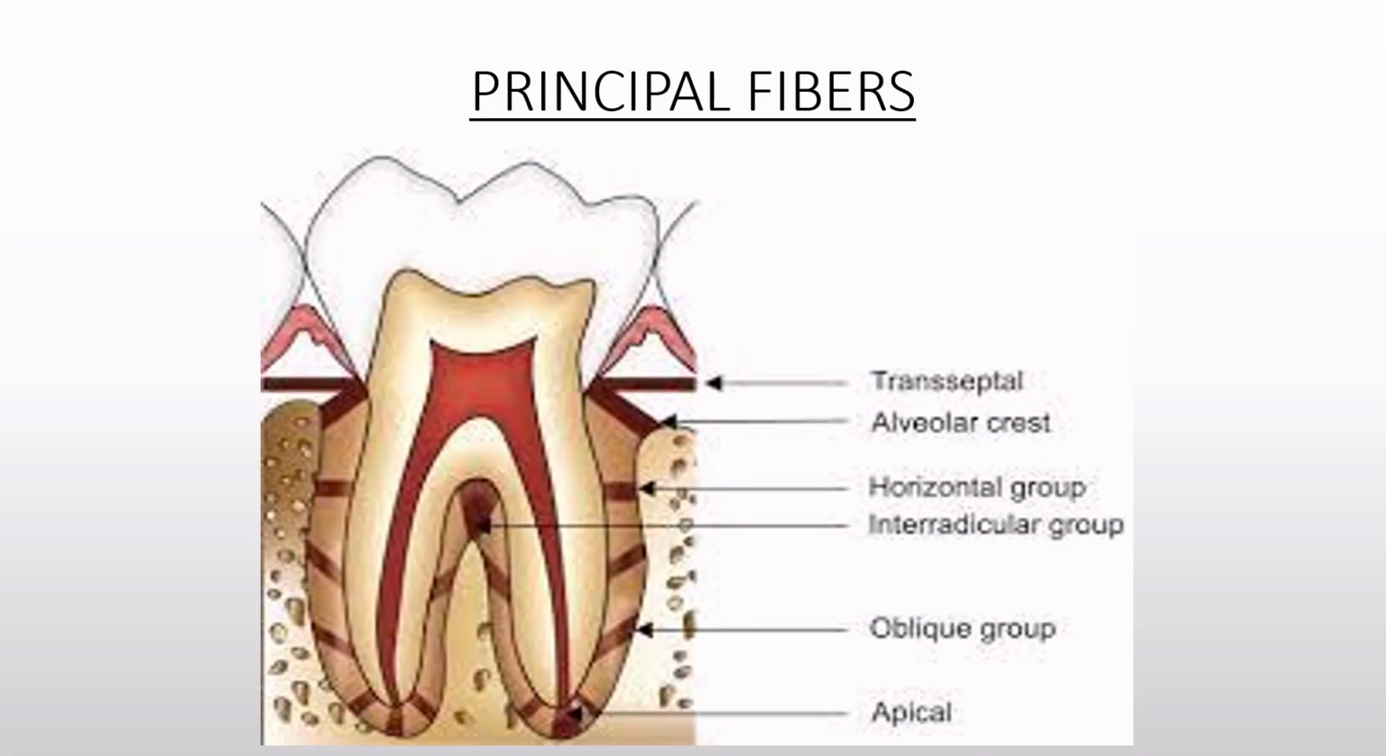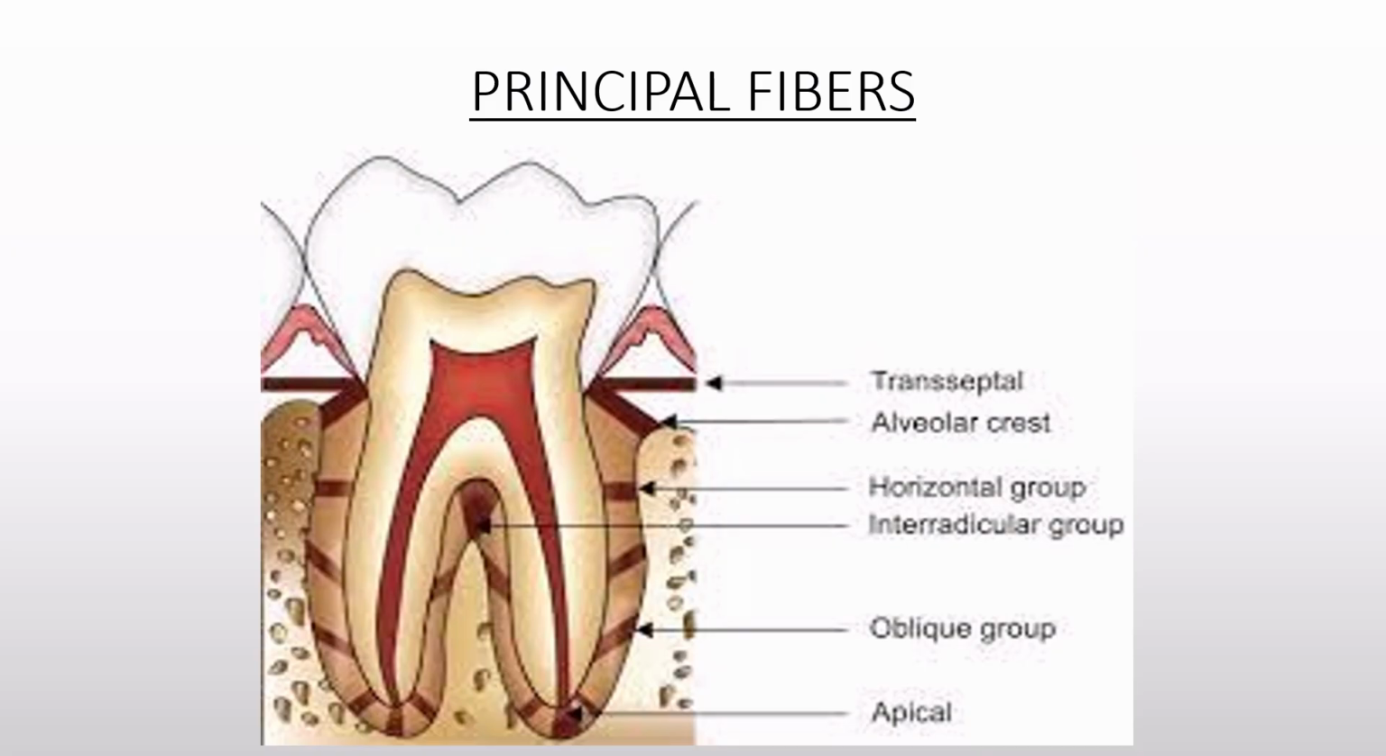Coming to the horizontal fibers, which extend at right angles to the long axis of the tooth from the cementum to the alveolar bone and can resist the horizontal forces. And oblique fibers, which constitute the largest group. They extend from the cementum in a coronal direction obliquely to the bone and can bear the brunt of vertical masticatory forces and transform such forces into tension on the alveolar bone.